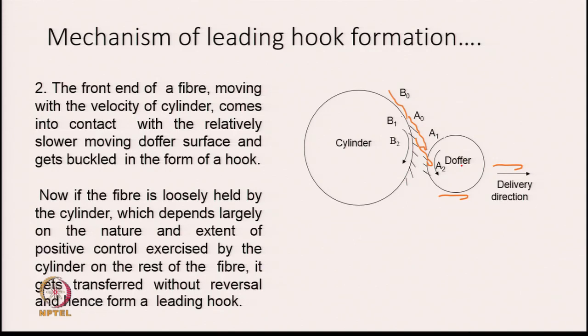If the fiber is loosely held by the cylinder, which depends largely on the nature and extent of positive control exercised by the cylinder on the rest of the fiber, it gets transferred without reversal and hence forms a leading hook. What we see here is the fiber's initial position 1, the next position A1 B1, this is position 2, and the third position is 3.